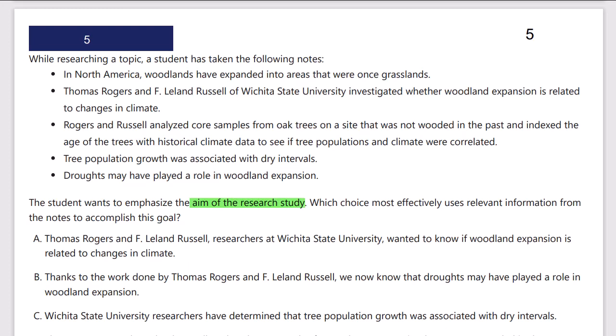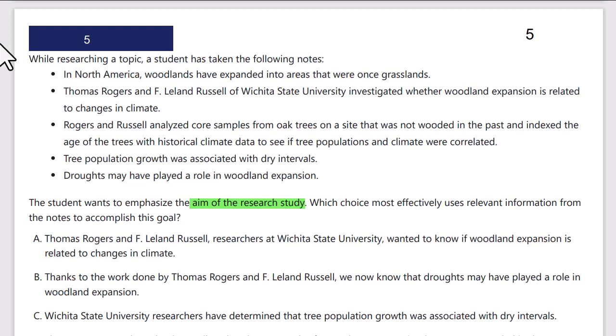So again, this is a study-related question, and our particular goal will be to find the aim or purpose of the study. Not the findings, not the methods, not even the background of the study itself. Just the aim of the study. What's the goal? Let's take a look at the bullet points.